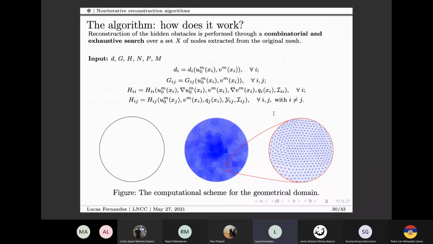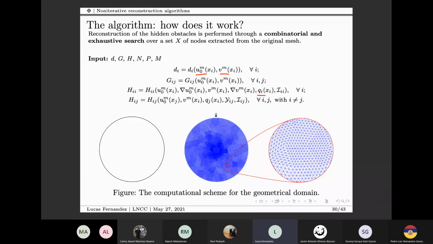I'd like to explain better how the algorithm works, okay? More precisely, let's understand why the reconstruction of the hidden obstacles is performed through a combinatorial and exhaustive search over a set of nodes extracted from the original mesh. So first of all, some of the inputs are the topological derivatives themselves, okay? And they are written in terms of scalar fields. So U0, V, QI, which in turn are solutions to boundary value problems, okay?